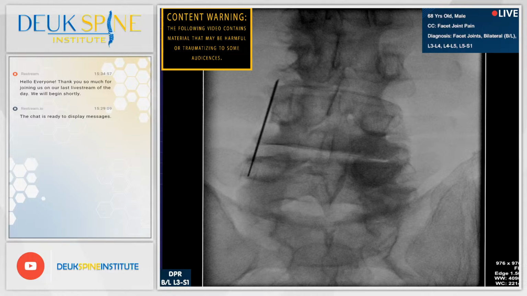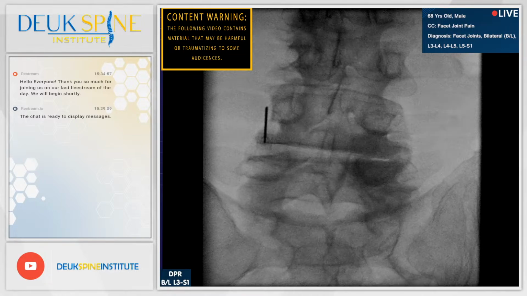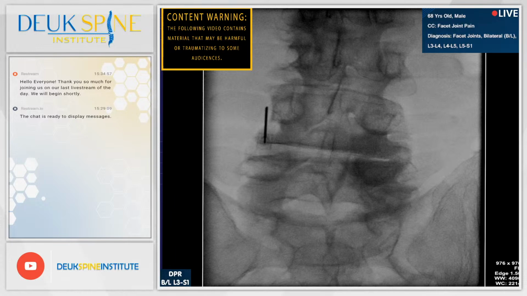Okay, and you can see right here that our needle is right over the L4 transverse process. So if I went straight down, it would be a perfect shot to the L4 nerve that we need to treat.